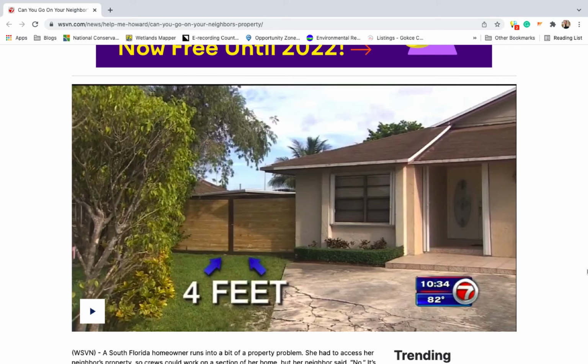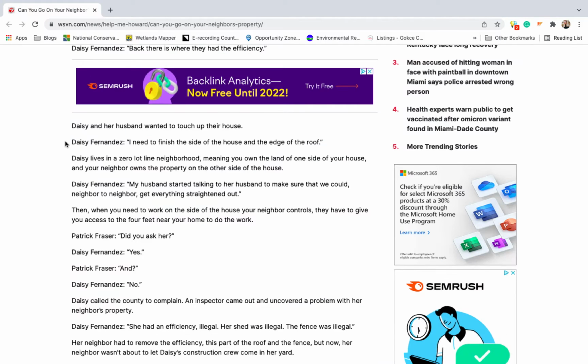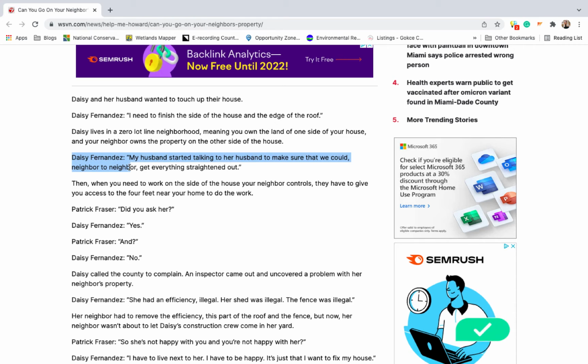But let's return to Daisy's predicament. Daisy's Florida home is in a zero lot line neighborhood. This means that one side of her house was constructed right up to the property line, and to complete any work on this side of the house would require using the neighbor's yard for access. This had never seemed like an issue to Daisy before, until she wanted to touch up the siding on her home. She and her husband spoke with their neighbor about the work, and to their surprise, were denied access.